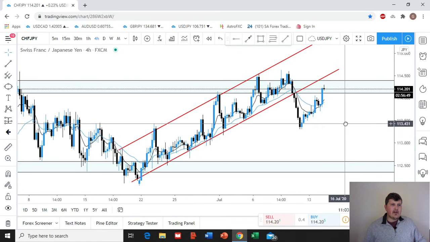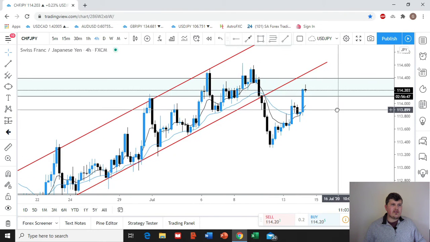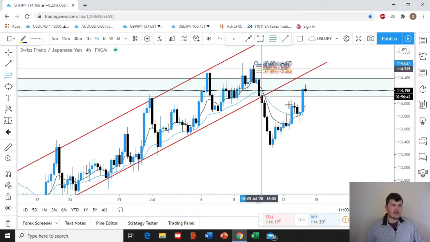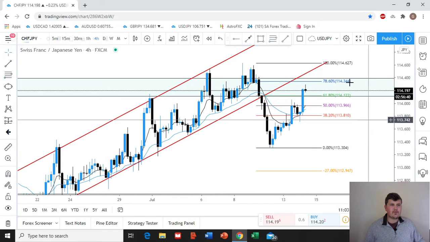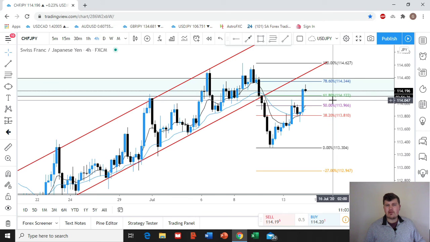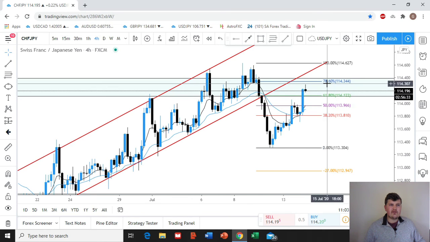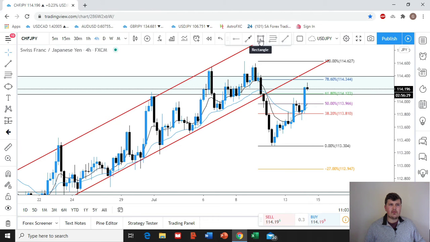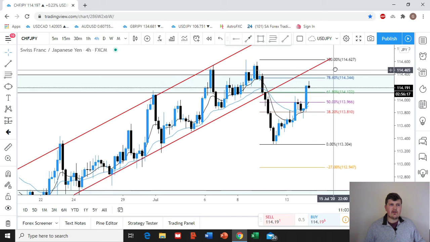And if we use the FIB tool from the swing high to the swing low, it broke past the 61.8%. It's still beneath the 78.6%, and for me personally, I like this area of the FIB between the 61.8 and the 78.6 area. That's a good turnaround point for me in my experience.